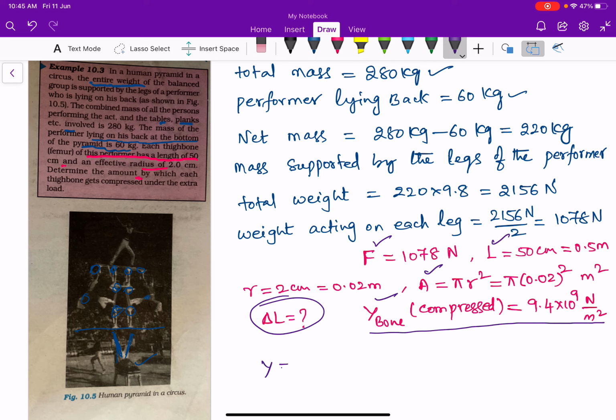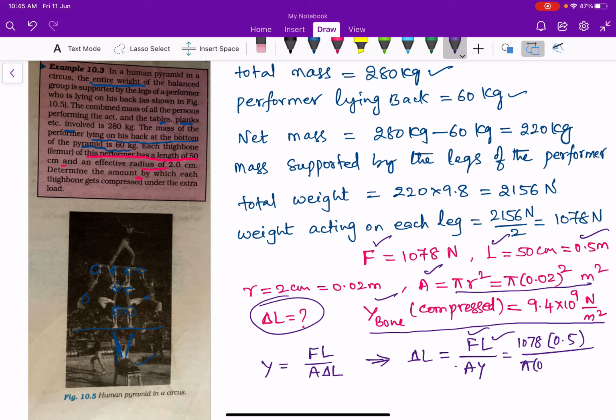We know the formula for Young's modulus equals F into L by A delta L. So delta L is equal to F into L by A into Y. Here F is 1078, multiplied by length L, which is 0.5, divided by area, which is pi into 0.02 whole squared, into Y. Y is the Young's modulus, here 9.4 into 10 to the power of 9. By solving this you will get the answer for delta L.